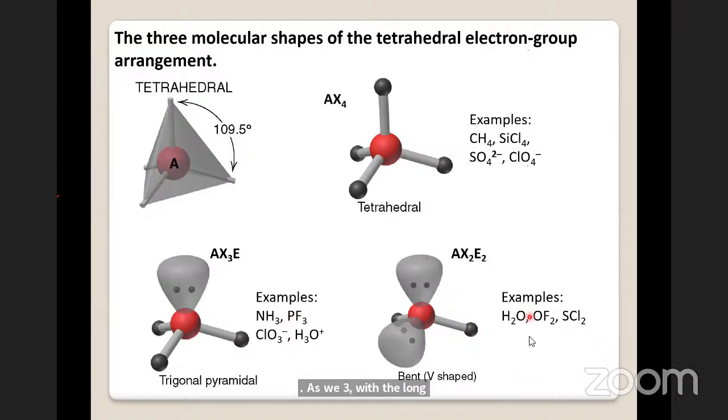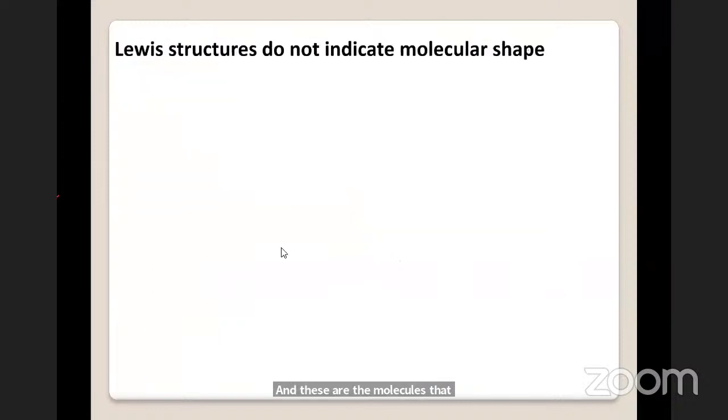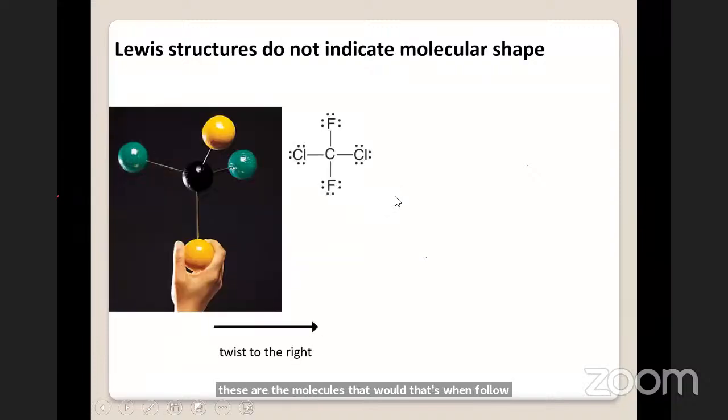The same thing with water. I've explained the case of water. Instead of it being sp3 hybridization, it will be a distorted sp3 hybridization, and it will give you a V shape or a bent molecule. And these are the molecules that will follow the same principle.